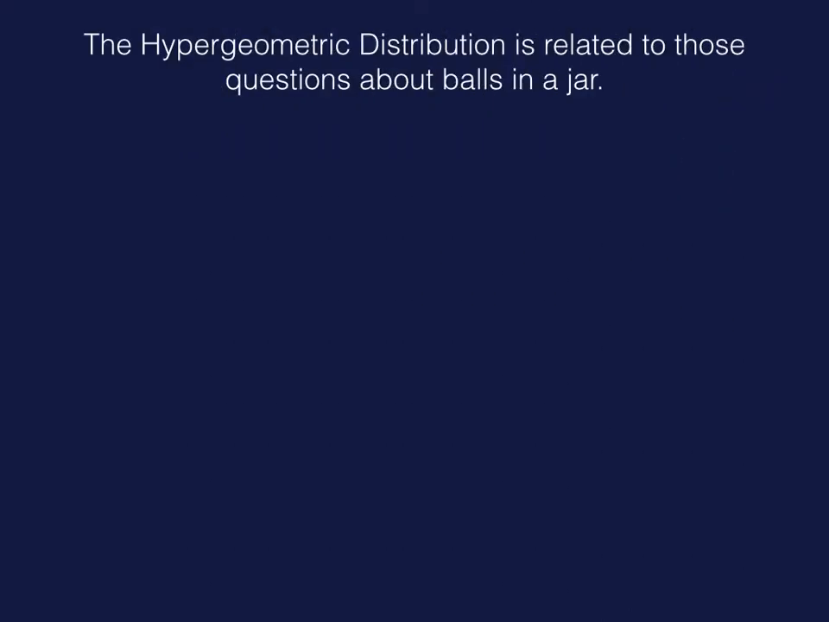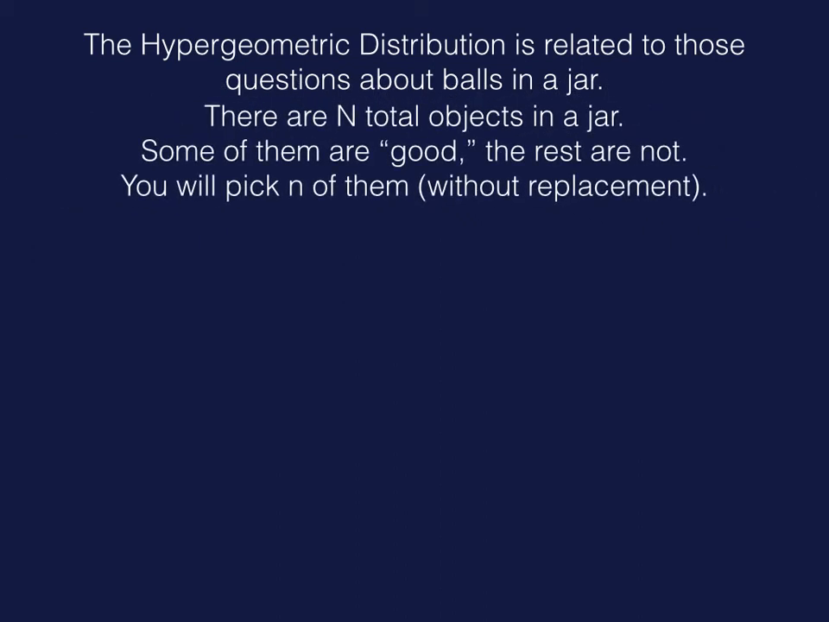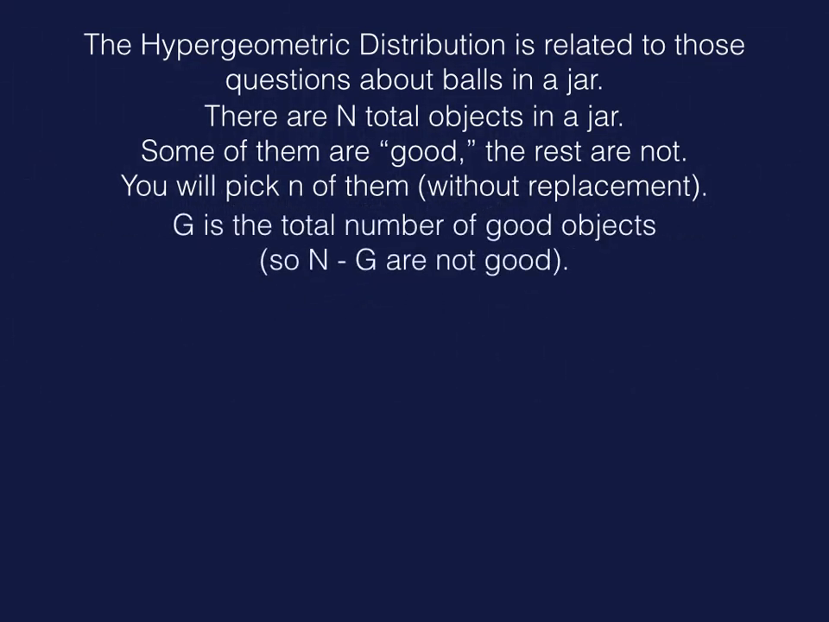So the hypergeometric distribution is all about the questions we've seen before, where we have a jar and it has two colors of ball in it. So there's a lot of symbols that we need to use. We have capital N, the total number of objects, and there are 2 kinds of objects, good and not good, and we're going to pick little n of the objects without replacement. So capital G is the number of good objects, therefore capital N minus capital G are not good.